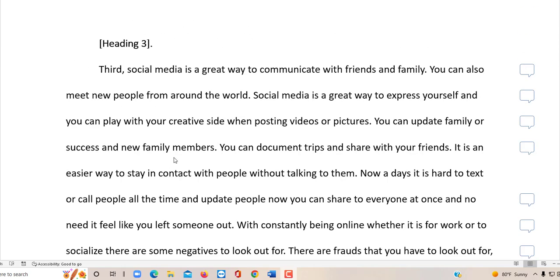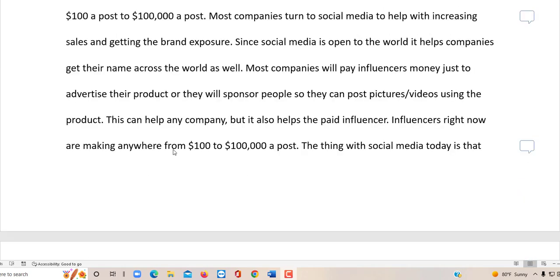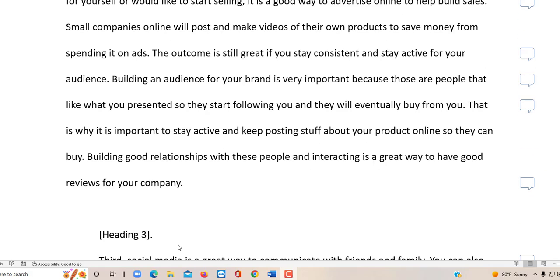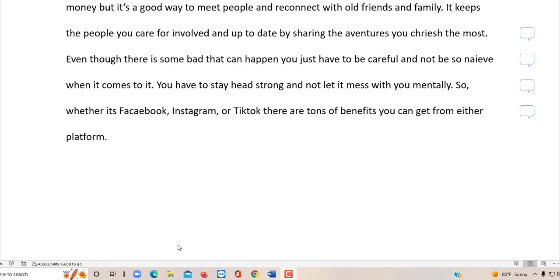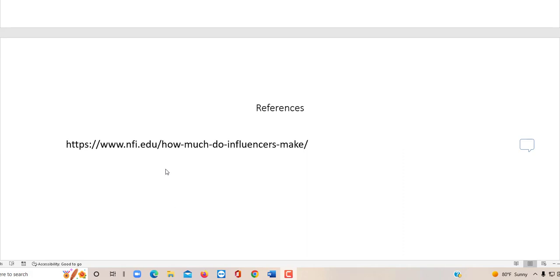Also, this person is missing her in-text citation. So if you're going to mention numbers, you need to type in the author name, the date, and the page number. Here, if you're going to use numbers, you need the author's name, page number. And then the author of the in-text citation needs to match your reference citation.